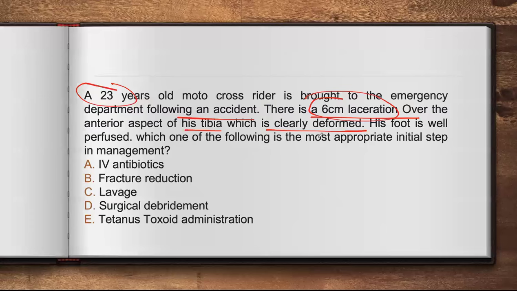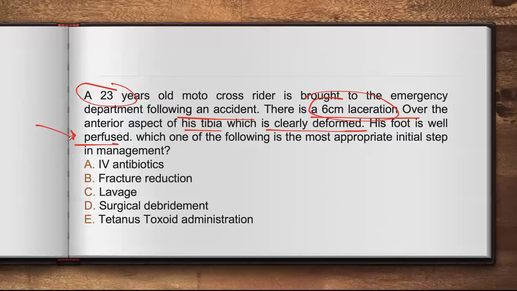See, when you are reading a question, you can also think at the same time. Once you become a pro, you will be able to just read and think at the same time. Okay. So we've got a patient, motor vehicle accident with an open fracture. His foot is well perfused. That's the most important thing to know.